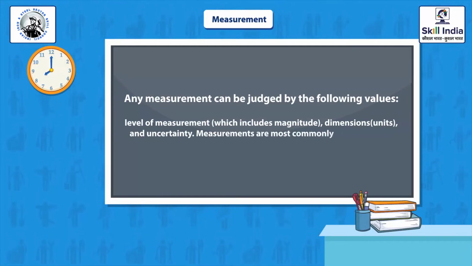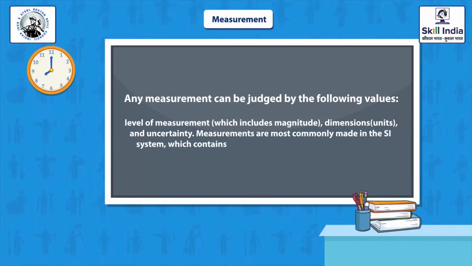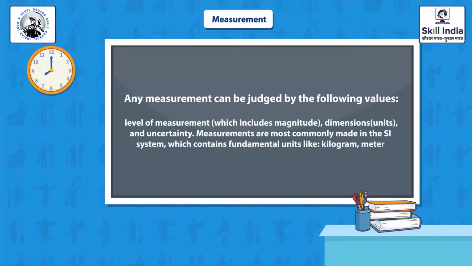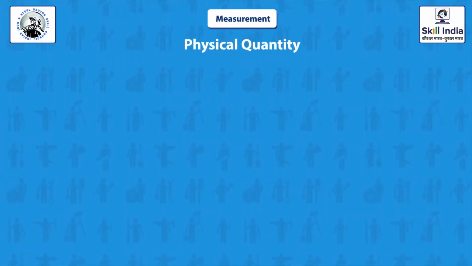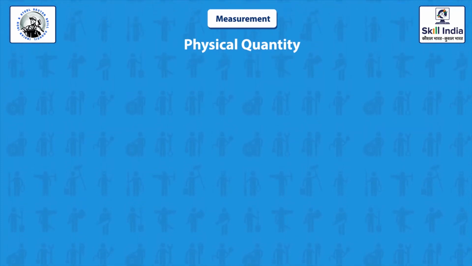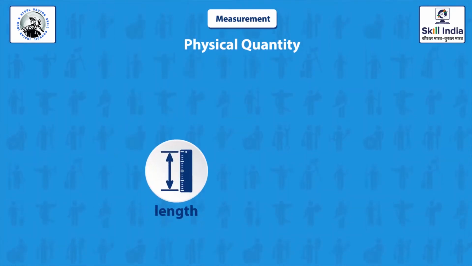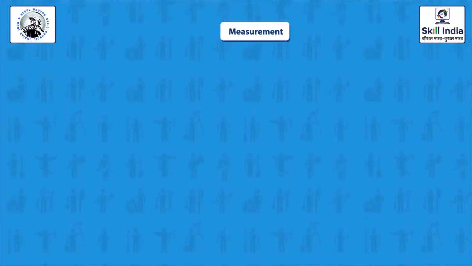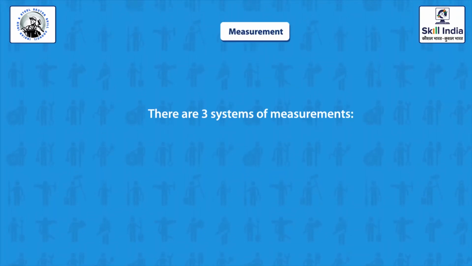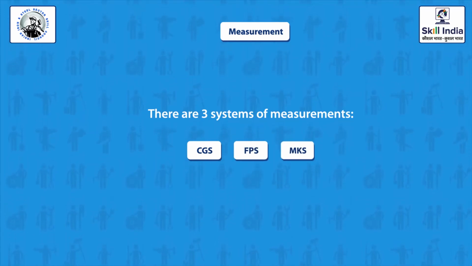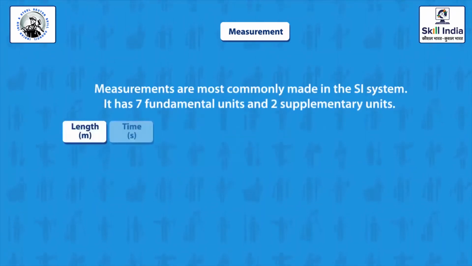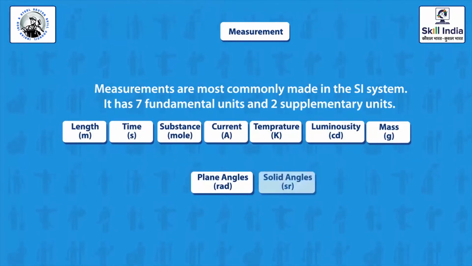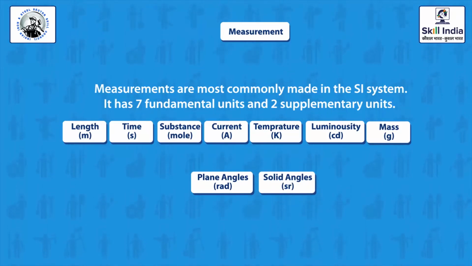Measurements are most commonly made in the SI system, which contains fundamental units like kilogram, meter, candela, second, ampere, kelvin, and mole. Next we have unit of measurement, which is a definite magnitude of a physical quantity, for example, length, mass, and time. There are three systems of measurement: CGS, FPS, MKS. But nowadays we use the SI system, which is the standard system of measurement. It has 7 fundamental units and 2 supplementary units. You can see them on your screen now.